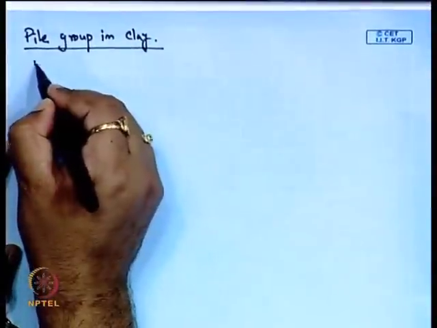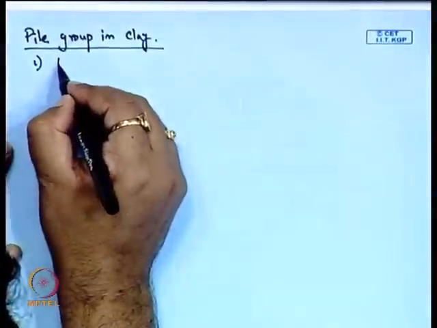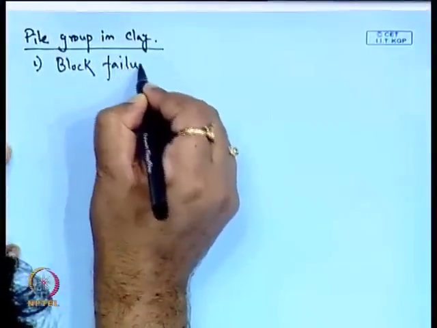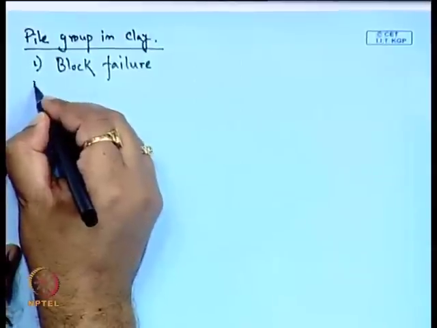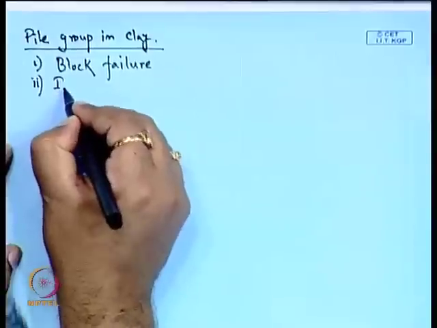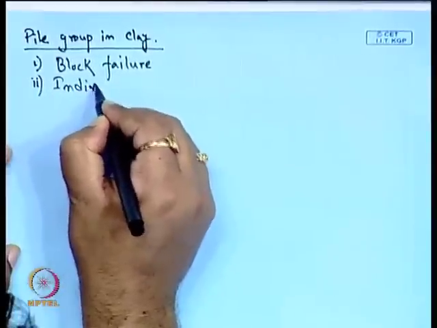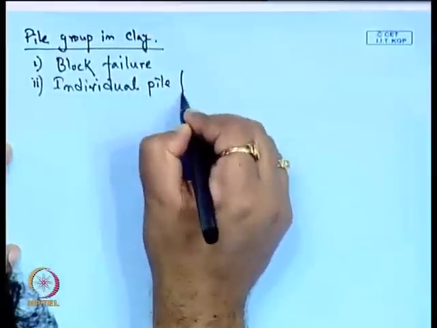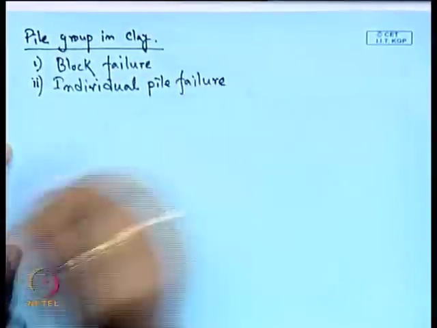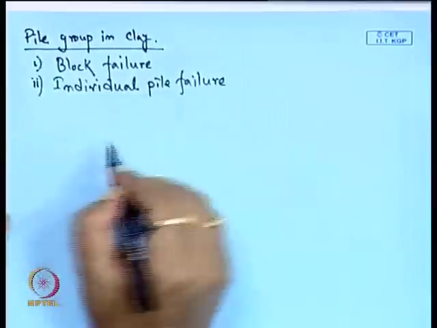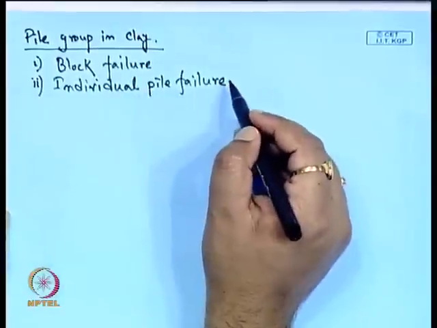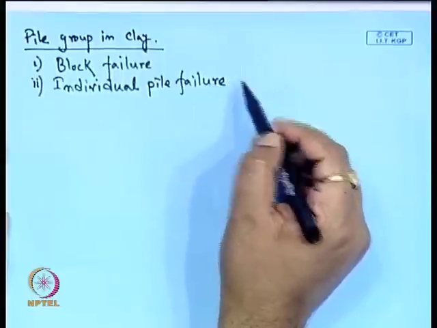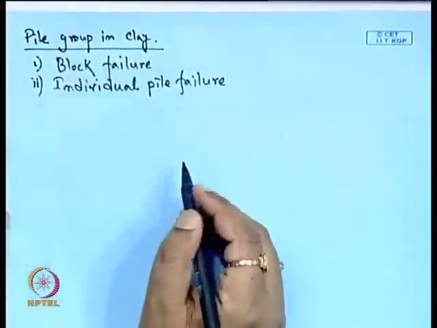So, as I have mentioned, there are two types of failure. One is block failure, and the second one is individual pile failure. So, these two types of failure will occur. If the spacing between the two piles is generally more, then individual pile failure may occur, and if it is less, then block failure will occur generally.